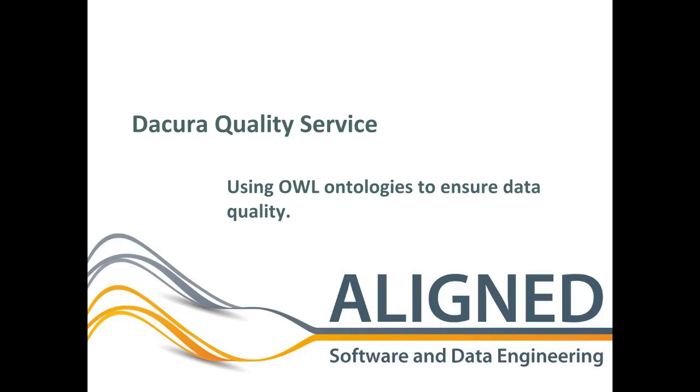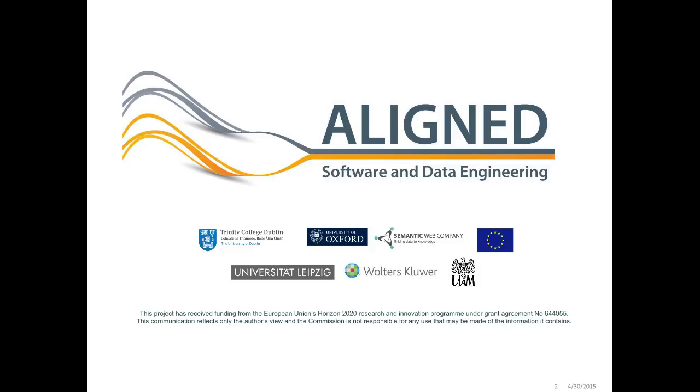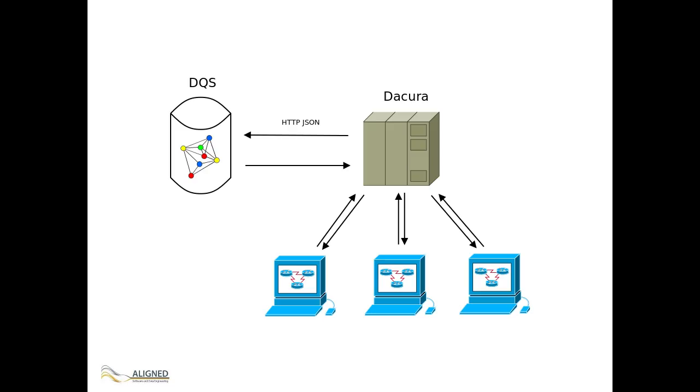This video describes the DQS Quality Service, a standalone component of the DQS data curation software and part of the Aligned project. The DQS Quality Service, or DQS, provides DQS with a database of linked data accessible through an HTTP API. DQS is a gateway to a triple store built on Prolog with the Cleopatra semantic web server.